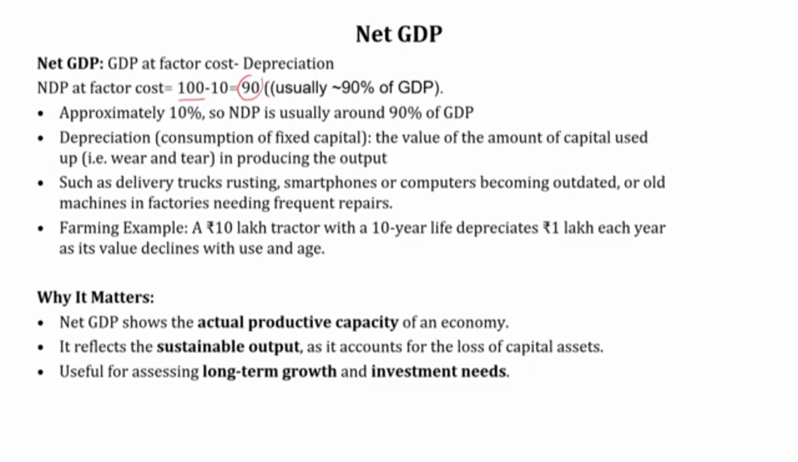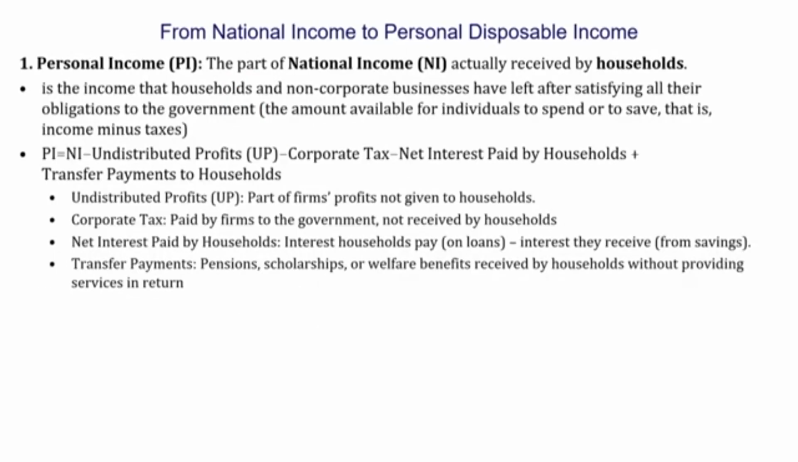So why do we need to calculate net GDP? Because it shows the actual productive capacity of an economy, and it reflects the sustainable output as it accounts for the loss of capital assets. And it is useful for assessing long-term growth and investment needs. From the discussion of GDP, GNP and NDP, let us now move a little bit more to the household level by discussing national income to personal disposable income.